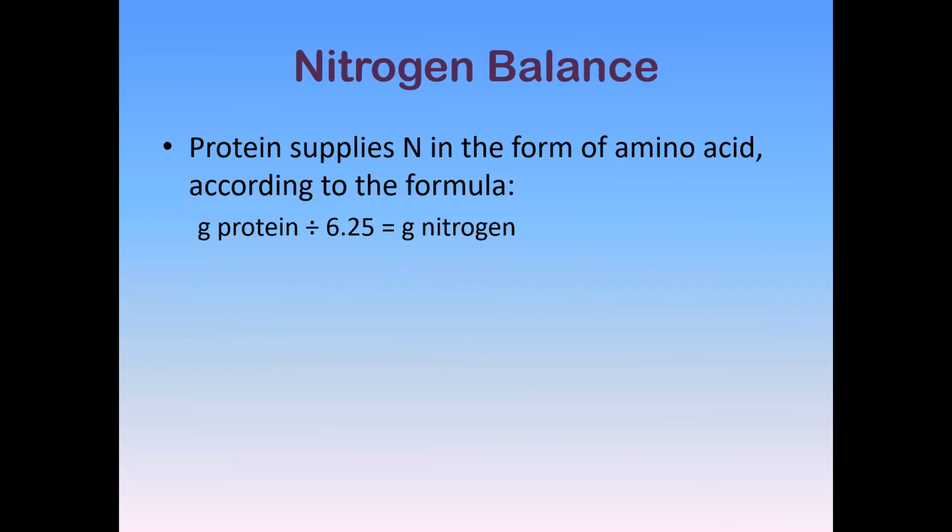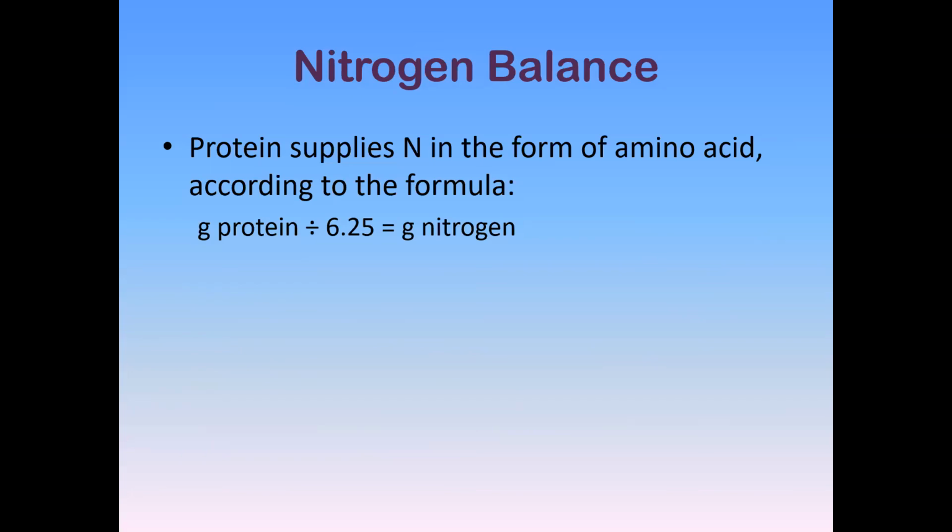Protein supplies nitrogen in the form of amino acids according to the formula. If you want to know how much nitrogen, you just divide the grams of protein by 6.25. You know how many grams of protein, nitrogen. Don't worry about it.